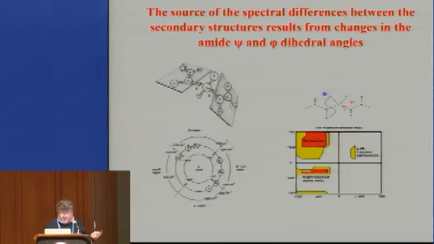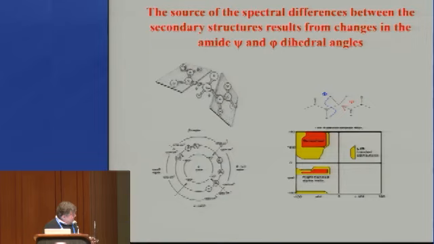Okay, so these spectra show that the different conformations have different Raman spectra. And what is the origin of the differences? The origin of the differences is that the different secondary structures have different dihedral angles which depend on the conformation. These are the well-known Ramachandran psi and phi angles, and these define the secondary structure.